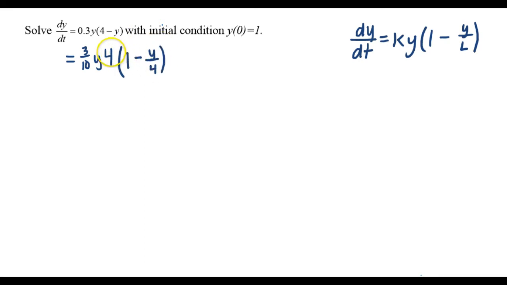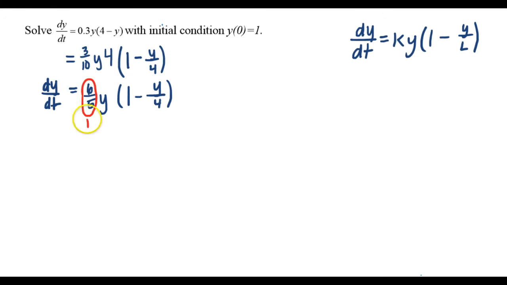So if I multiply the 4 back in, distribute the 4 back in, 4 times 1 is 4, and 4 times y over 4, the 4's would cancel and give me y. So pulling out the 4 leaves me with an expression inside the parentheses of the form I need it to be in. But that's going to affect my k value in front. So this is like 12 over 10, which simplifies to 6 over 5, y, times 1 minus y over 4. So this is my logistic differential equation in the proper format I need to find my k value. So here's my k value, and here's my carrying capacity L.